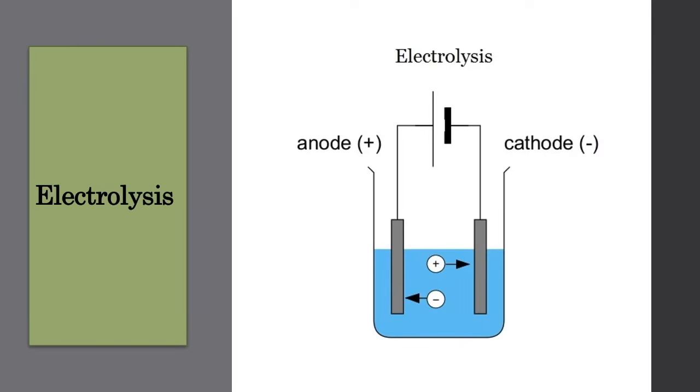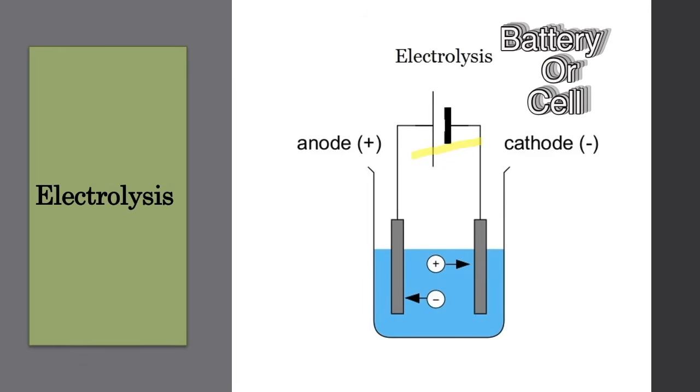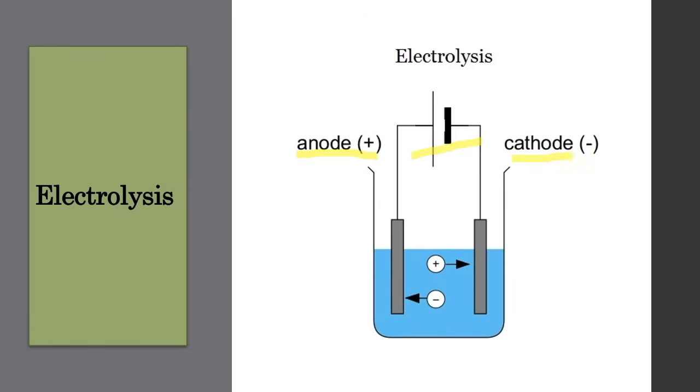This diagram represents what electrolysis is. The blue liquid towards the bottom of the glass beaker is known as the electrolyte. Underneath the word electrolysis, here we have our battery or our power source. Connected to our battery or power source will be the anode and the cathode. The cathode is our negative pole, which will attract the positive ions, which can be represented over here. And the anode is our positive pole, which will attract the negative ions as represented over there.